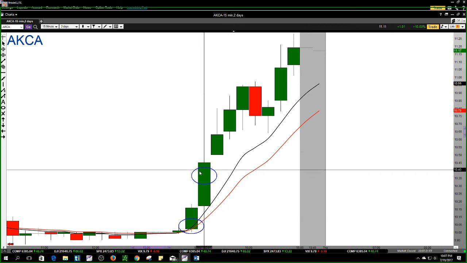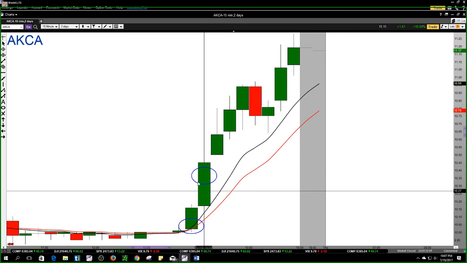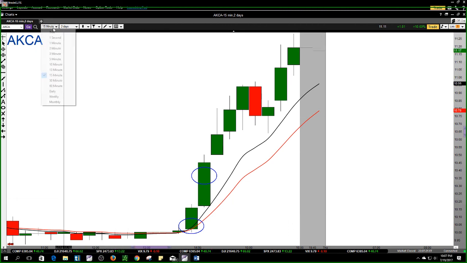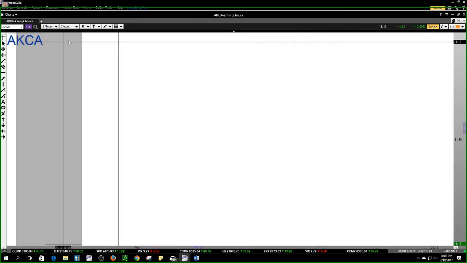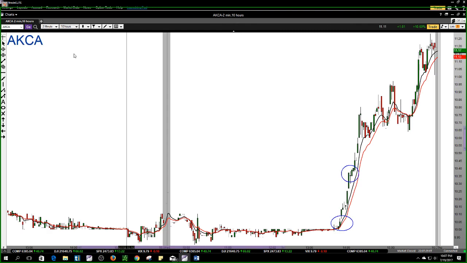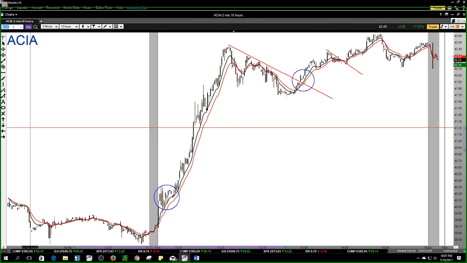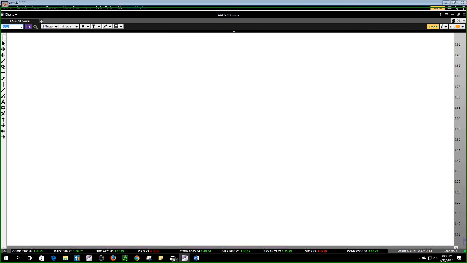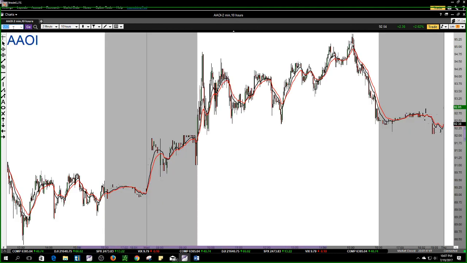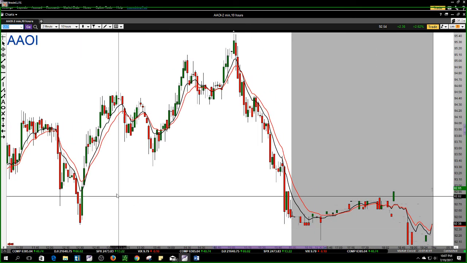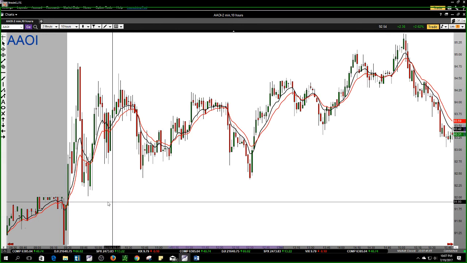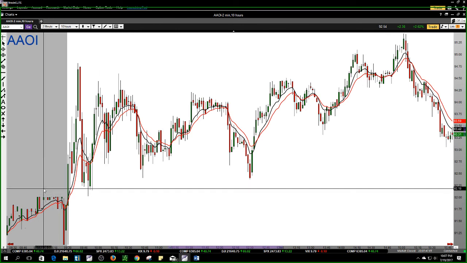But you made your money here, right? Because you're using a smaller time frame to enter, which was at least a 2-minute time frame to start the trade. Now, you can have a lot of trades like this. Look at ACIA. Look at AAOI. And if you're a smaller time frame trader with this strategy, if you're all about ins and outs, you can make a ton of money in and out all day long on one chart.